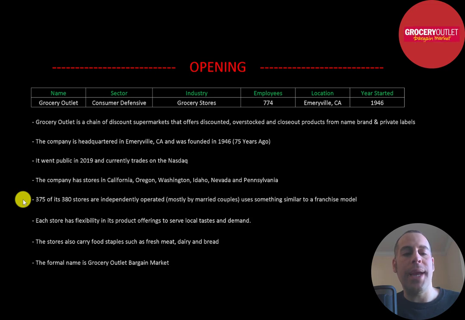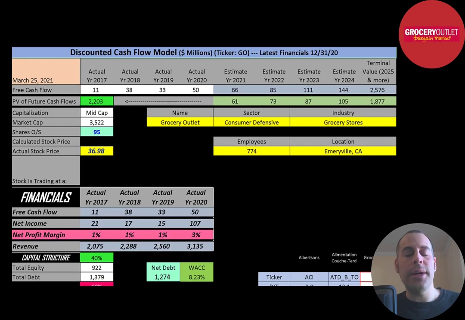375 of its 380 stores are independently owned, mostly by married couples, and the company uses something similar to a franchise model. Each store has flexibility in its product offerings to serve local tastes and demand. The stores also carry staples such as fresh meat, dairy, and bread. The company's formal name is Grocery Outlet Bargain Market. Let's get started with the model.